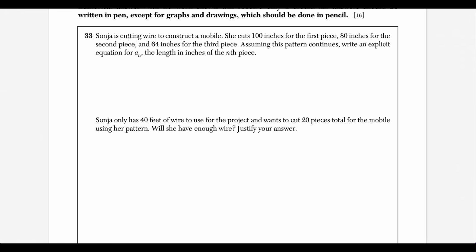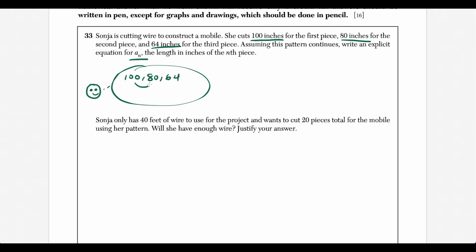So question 33, we have Sonia is cutting wire to construct a mobile and she cuts 100 inches for the first piece, then 80 inches, and then 64 inches for the third piece. And assuming this pattern continues, we're going to write an explicit formula for A sub n, the length in inches of the nth piece. So for this question here, what you should be thinking about is how is this sequence of numbers changing? So we're going from 100 to 80 to 64.